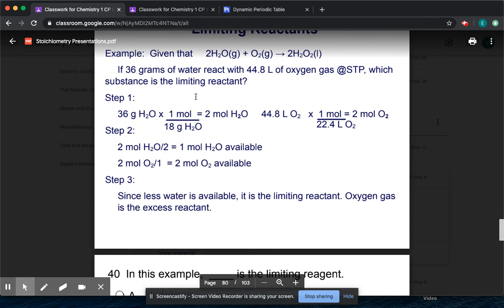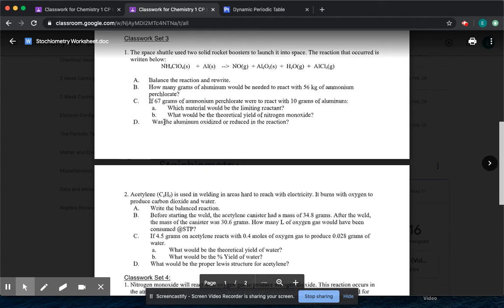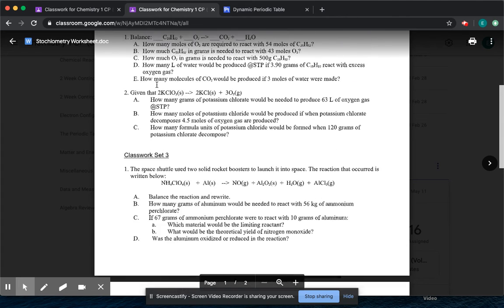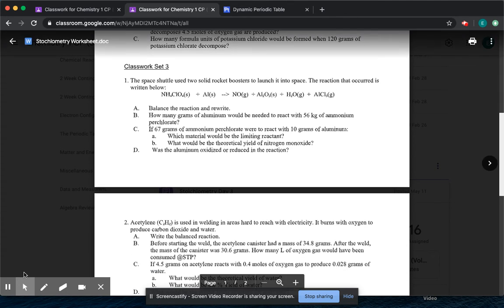I'm going to do all the examples today from the presentation. In the class set, today we are doing class set 3. The new addition today is going to be the idea of the limiting reactant. So what you did in set 1 and set 2, you're going to continue, but now we're going to add a new component, and that is the limiting reactant.